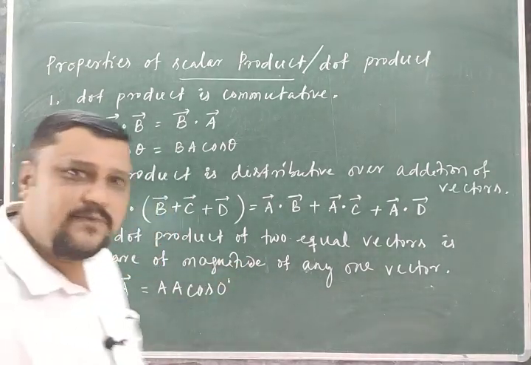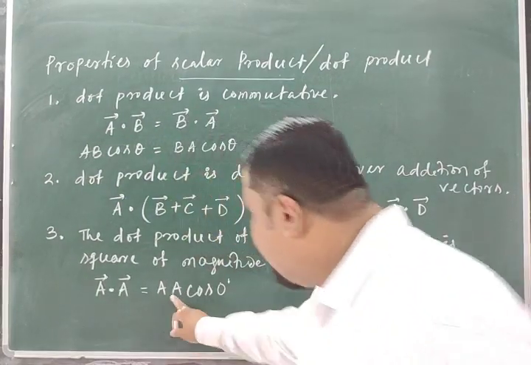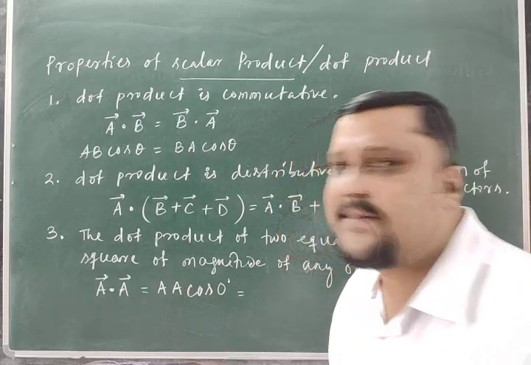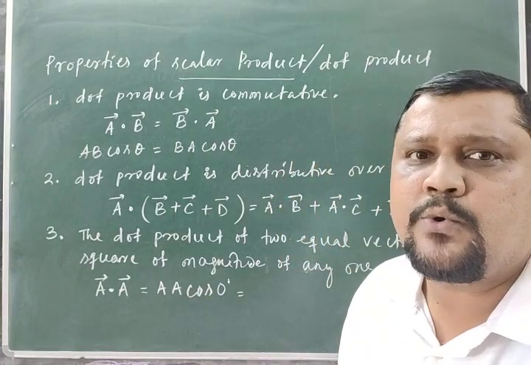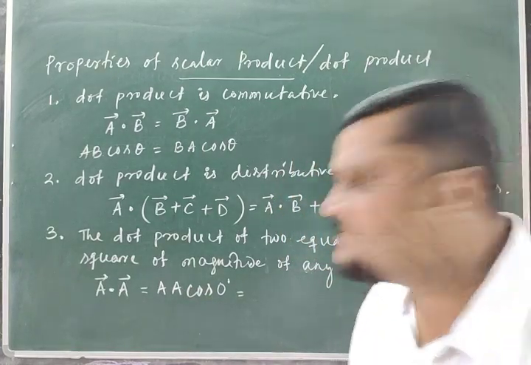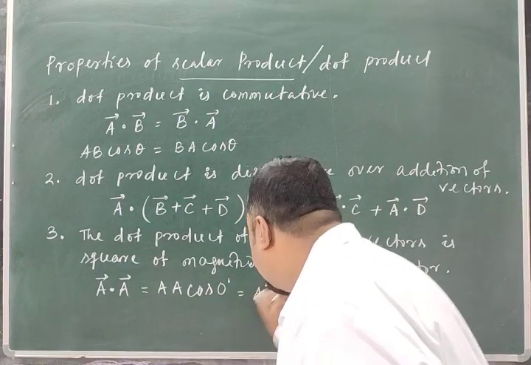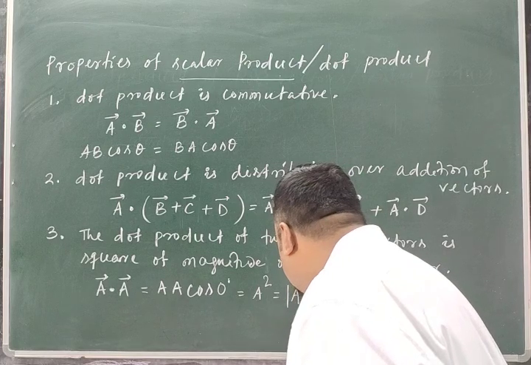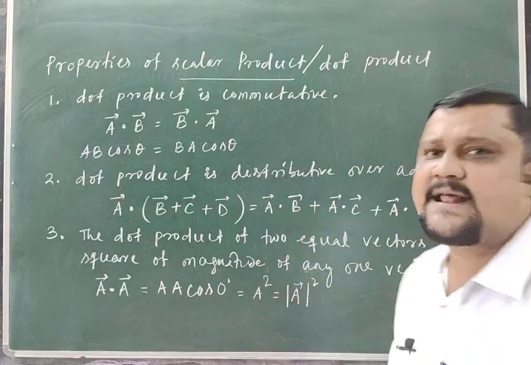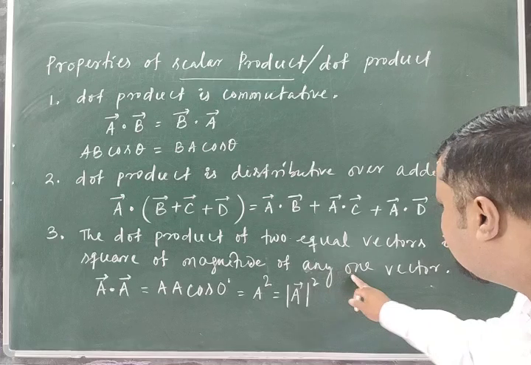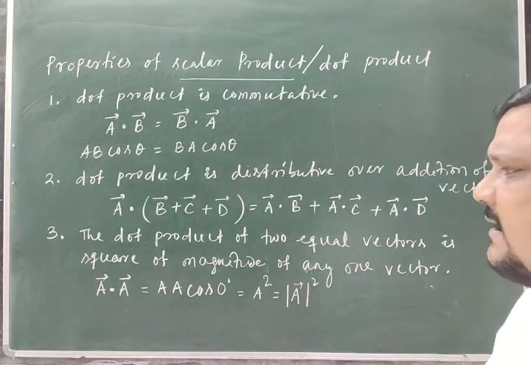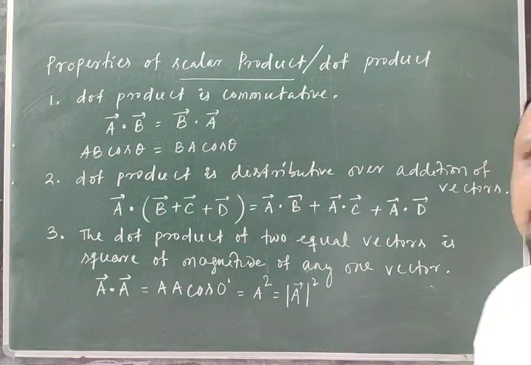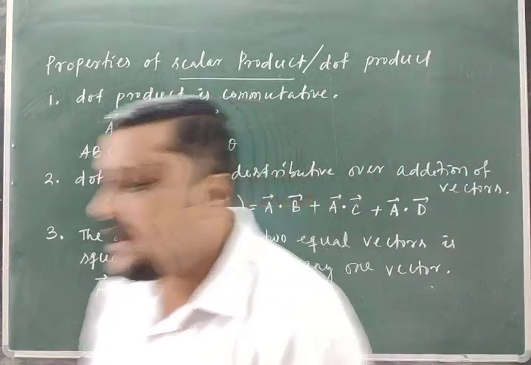Are you getting now? So A dot A cos 0, what is cos 0? 1. So A into A, multiplication of two scalars, 2 into 2 is 2 square, 5 into 5 is 5 square. So I can write this as A square. This is a scalar. So it is the square of the magnitude of any one vector, if you take the dot product of two equal vectors like that.